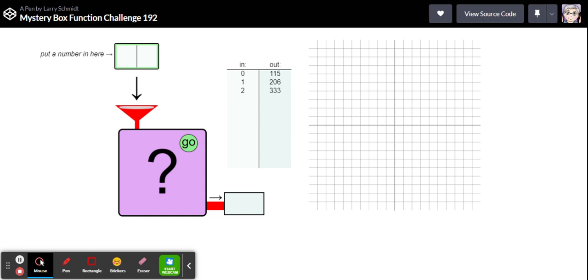So from 115 to 206, that's a little less than 100. From 206 to 333, it's more than 100. So it looks like it's a curve. It's sloping sharply upward and it's accelerating that upwardness. So not a straight line. Let's go back and see if anything crosses the graph here.